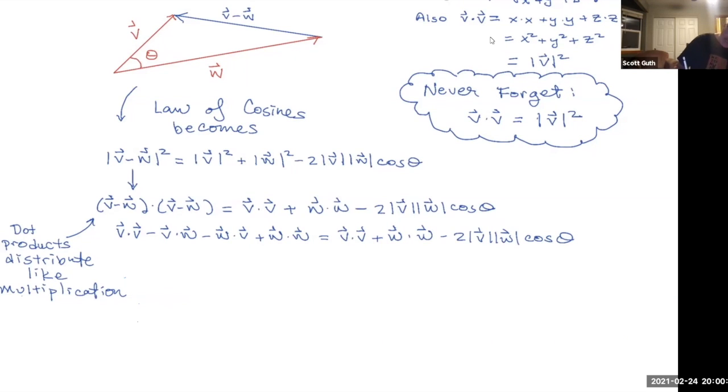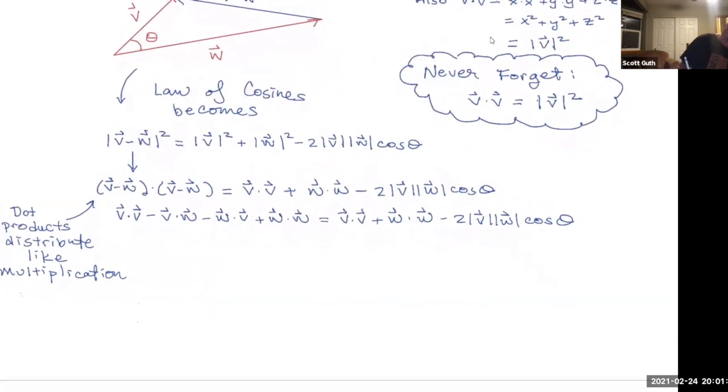Another thing is, what I'll do is add also, it's easy to show that V dot W is the same thing as W dot V.